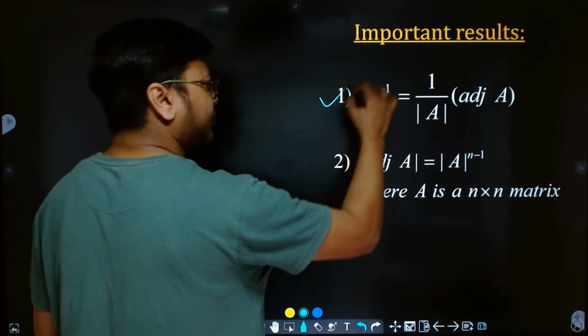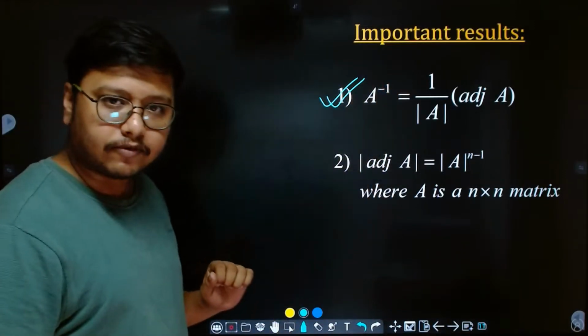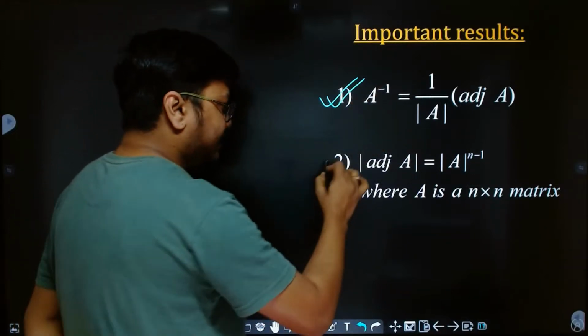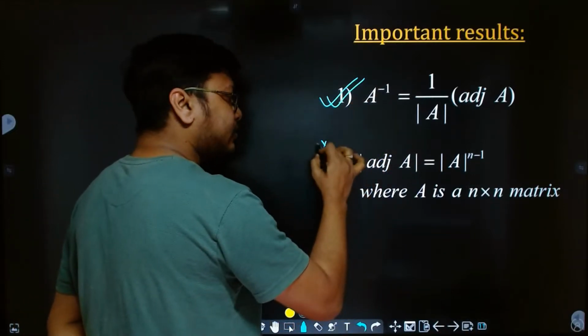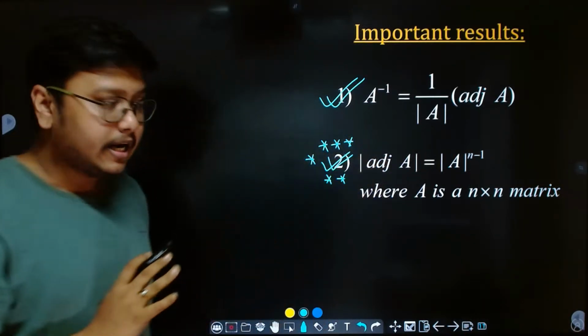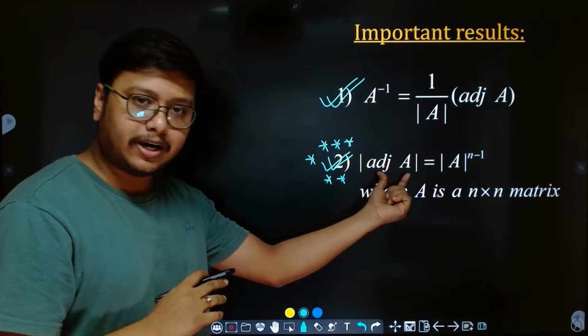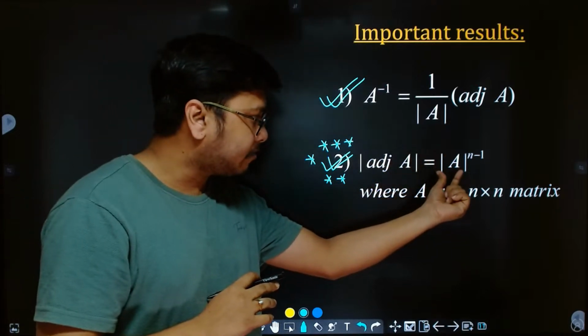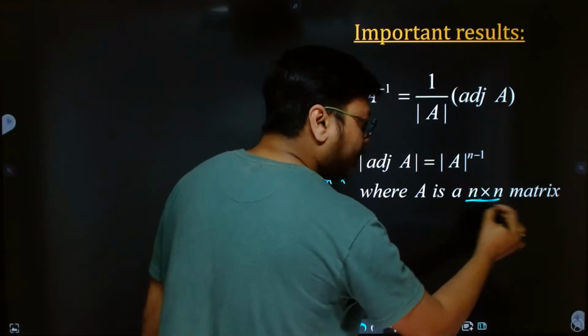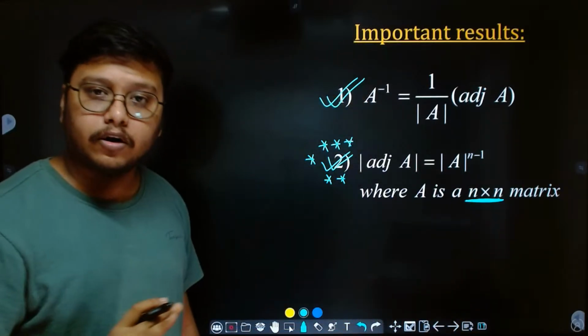Moving on from here, this property though we all know how to find out the inverse of a matrix. A inverse is 1 by determinant A into adjoint A. But this is also something you should know, and this is very important. We will again do problems based on this property. Determinant of adjoint A is determinant of A to the power n minus 1, where n is the order of the matrix.